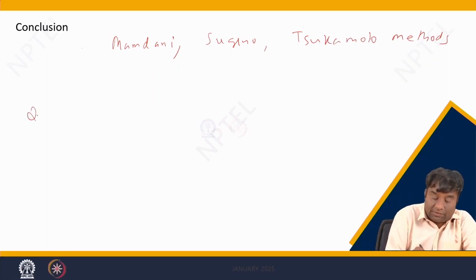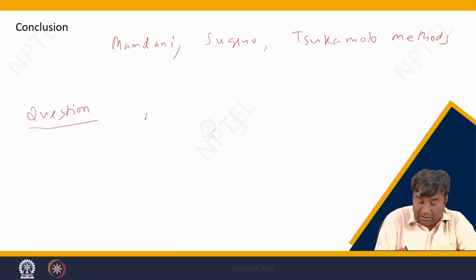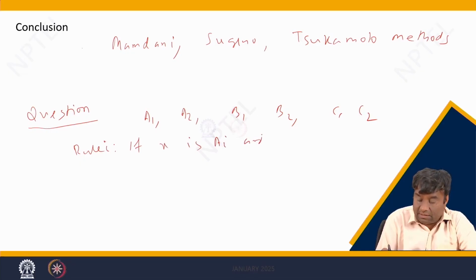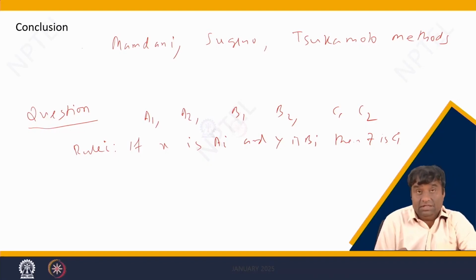So the question is that assume any four fuzzy sets A1, A2, B1, B2, C1, C2. The rule is that if X is Ai and Y is Bi, then Z is Ci. So you will take the output and try to find the answer by using these methods.